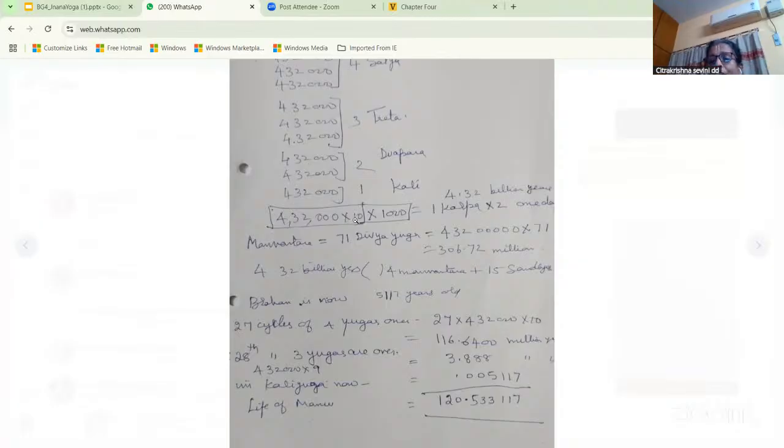In Kali Yuga already 5117 years, that means 0.005117 million years are over. So totally how many million years are over? 120.533 million years are over in this Manvantara. So when this Manu was born, Krishna told this Bhagavad Gita to this Manu 120 million years before. You got it? Anybody having any doubt? Ask me here only, because if we change the screen share, it will be difficult.